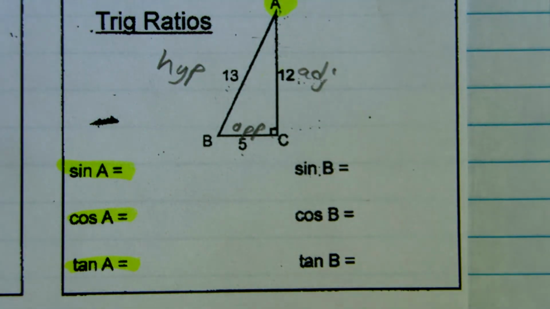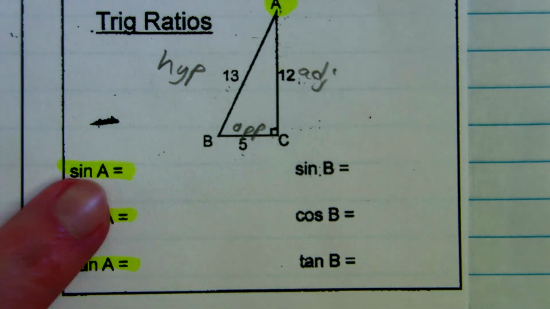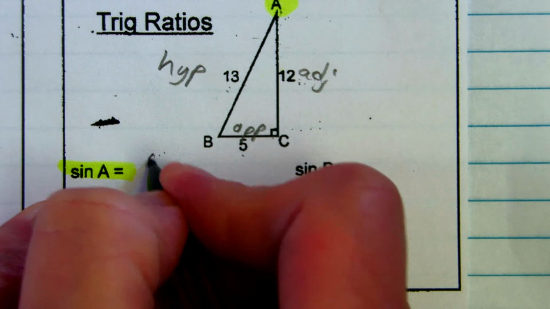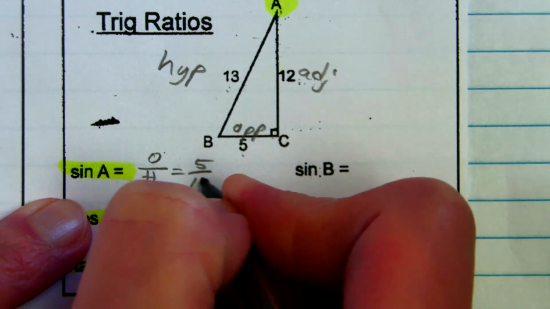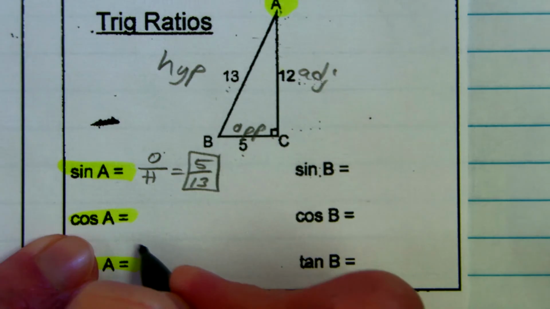So if I go through all of my trig ratios, sine is opposite over hypotenuse, and so I'm going to have 5 over 13.